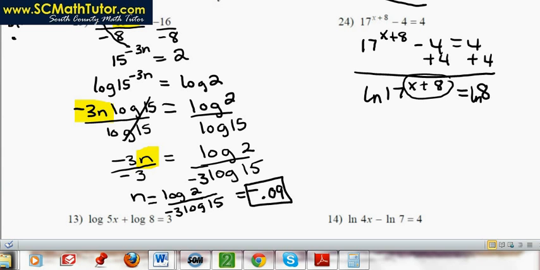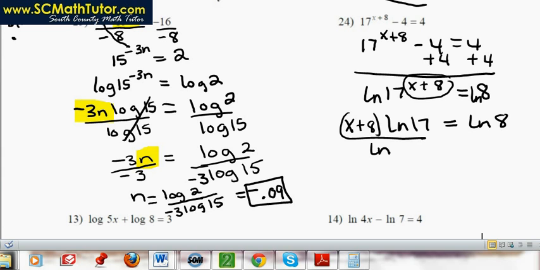Now use the log properties: exponents become coefficients, so this is x plus 8 together, times ln 17, equals ln 8. Ln 17 is just a number, so you can divide both sides by it, because x plus 8 is your variable. This is your king. You want to do whatever you can to get your king by itself. We keep it together so it doesn't get messy with all the decimals.